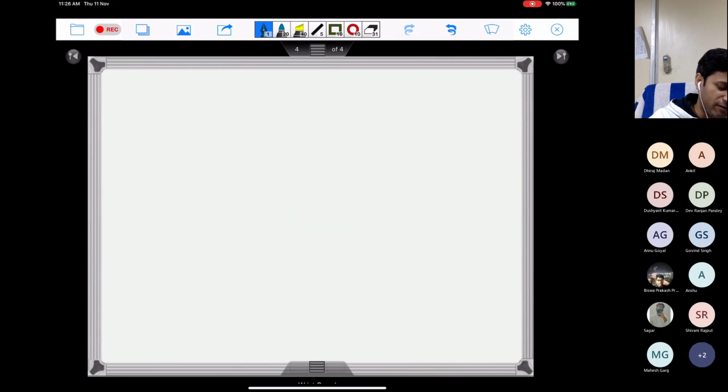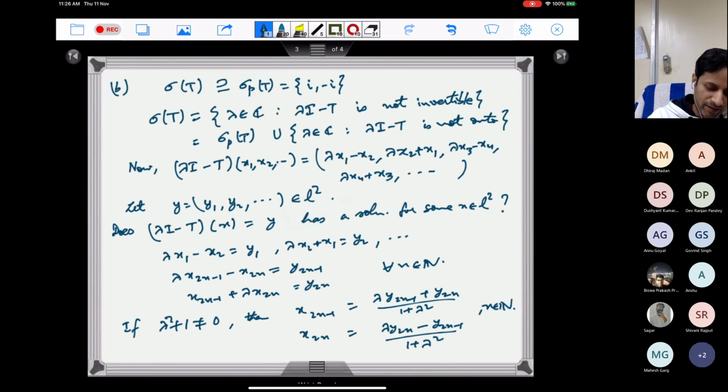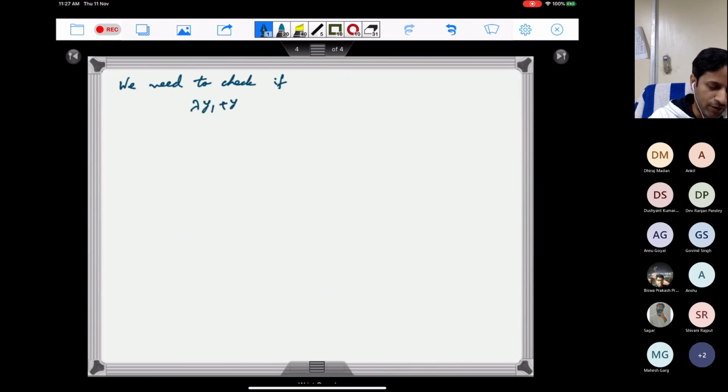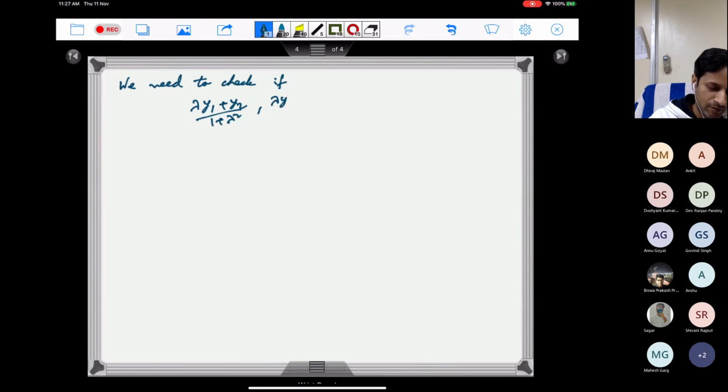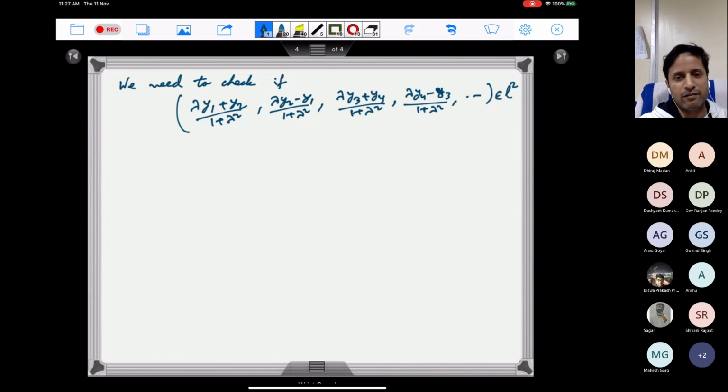So we need to check if this x given by this, if I write x1 will be lambda y1 plus y2 by 1 plus lambda square, and then x2 is lambda y2 minus y1 by 1 plus lambda square, and the others are similarly lambda y3 plus y4 and so on, belongs to L2 for y belonging to L2.